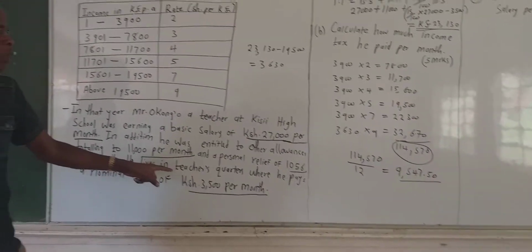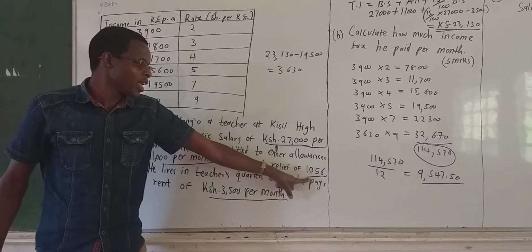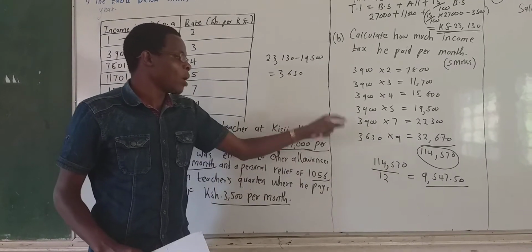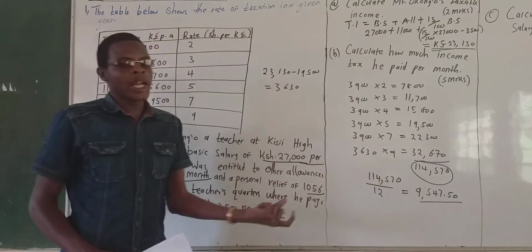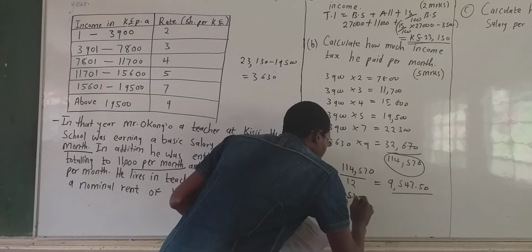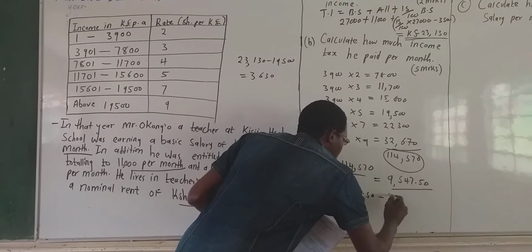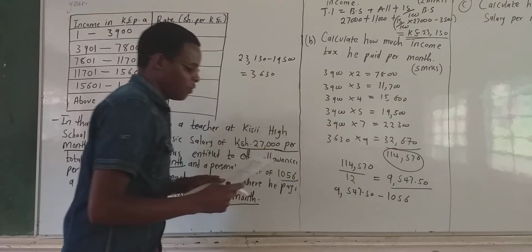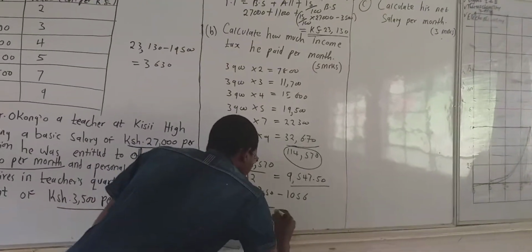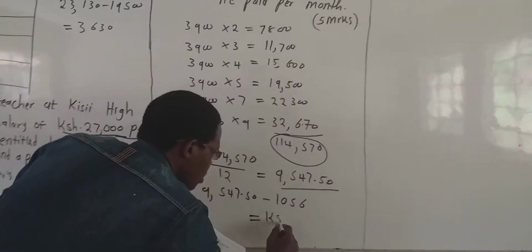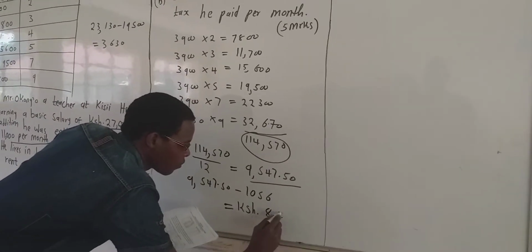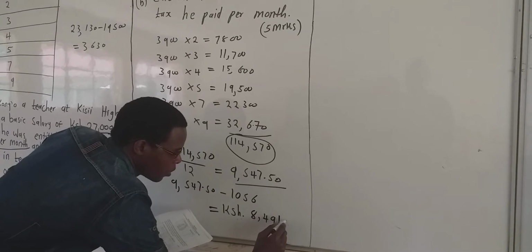But remember, this person has a relief of 1,056. So for us to come up with the total income tax, it is the amount we have deducted here minus the relief. So we have 9,547.5 minus the relief, which was 1,056, and this gives us 8,491.50 Kenyan shillings.